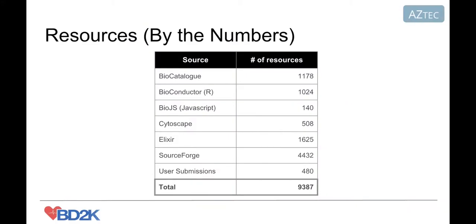Currently, the Aztec database includes resources from seven different sources. In the table, I've listed the sources and the number of resources from each source. I'd like to highlight that we have about 480 user submissions. In addition, our reviewers have curated over 100 resources from the BDK community, including the tools within the Heart BDK Center. And since Aztec's inception last year, we've gathered over 9,000 resources.